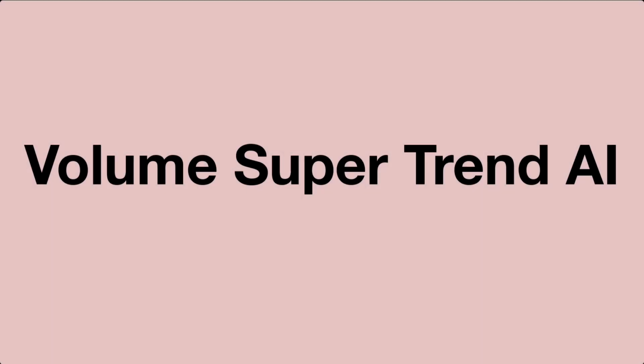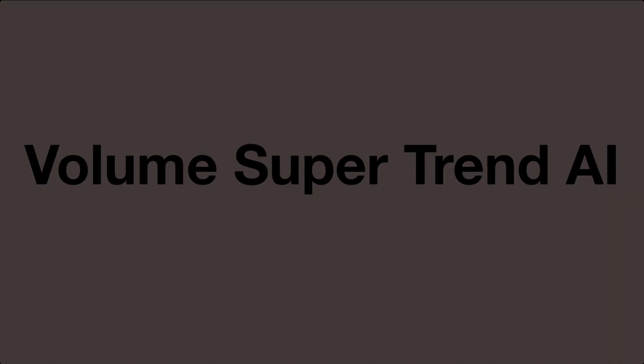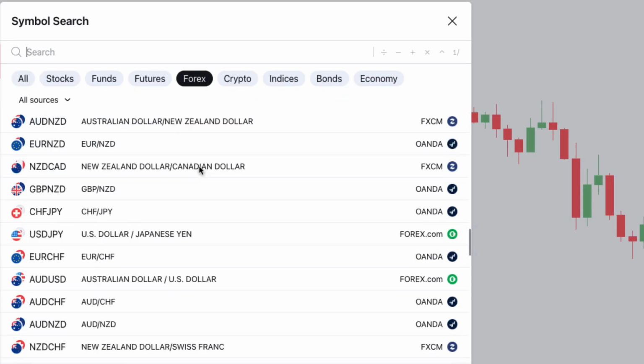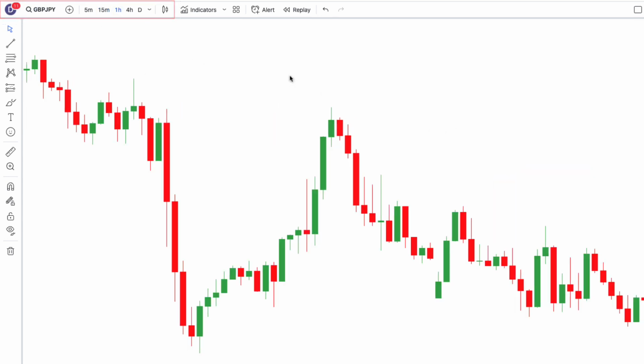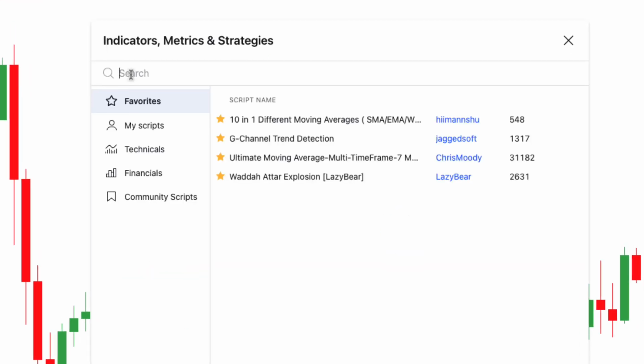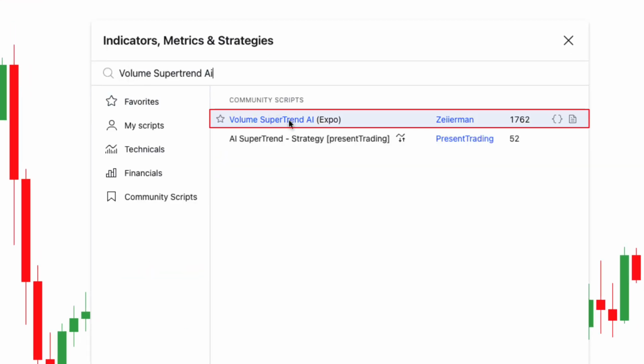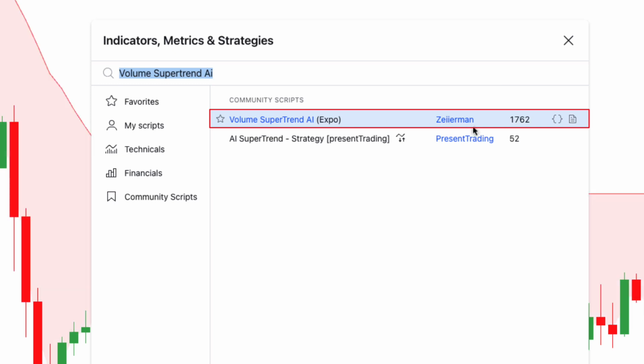To start using the Volume Supertrend AI indicator, open TradingView and load the 1-hour time frame of any forex pair or trading security of your choice. We'll use the 1-hour time frame of GBP/JPY. Then, click on the Indicators tab, type in Volume Supertrend AI, and select the version developed by Zierman.